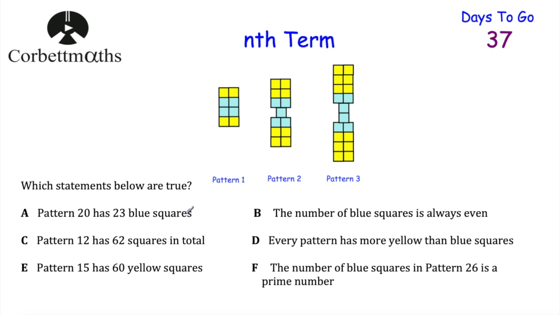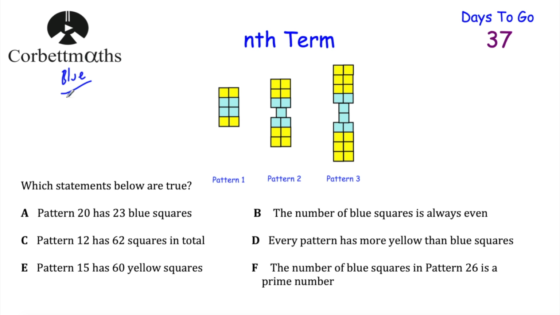And if we look below, we've got some statements. We've got statement A, B, C, D, E, F. And we've been asked which of the statements below are true. So feel free to press pause now and work out which of these statements are true. Okay, so statement A says pattern 20 has got 23 blue squares. So let's focus on the blue squares to begin with.